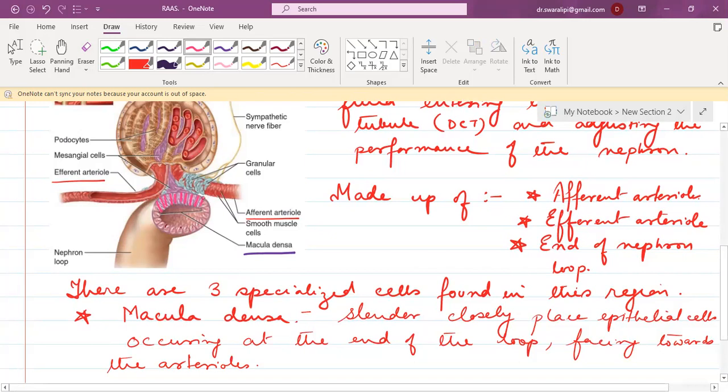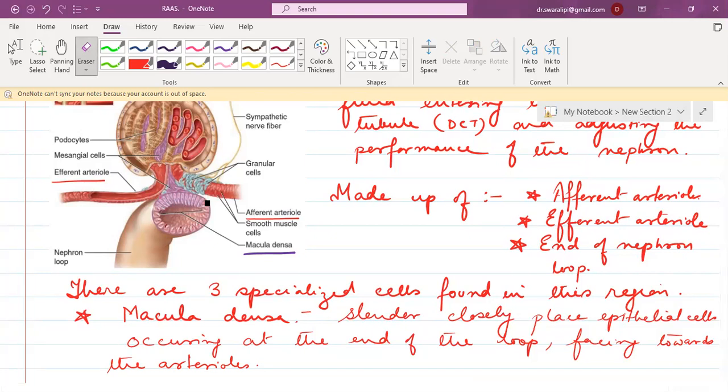So they will be able to understand how much salt is there in the fluid, how concentrated the fluid is. They can gather this information and judge the quality of the fluid itself. The macula densa cells have some chemoreceptors in them, which enable them to judge the characteristics of the tubular fluid.